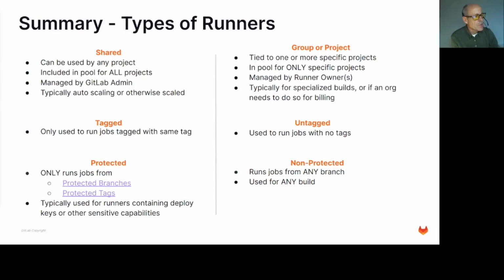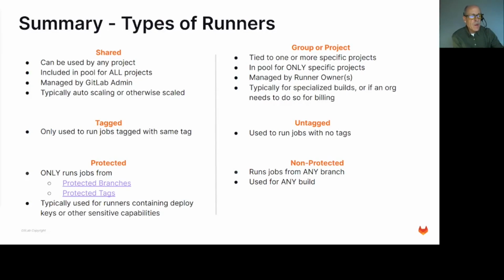Typically for specialized builds or if an org needs to do so for billing. So it's not uncommon for organizations to do maybe chargebacks for runner time. And one way to do that is to set up project or group runners which are billed back to a specific organization. Then we have tagged and untagged. So as you recall, tagged are used to run jobs that have the same tag so that we know that our runner is capable of executing the work that our job is requesting. And then untagged runners can be used to run jobs with no tags.